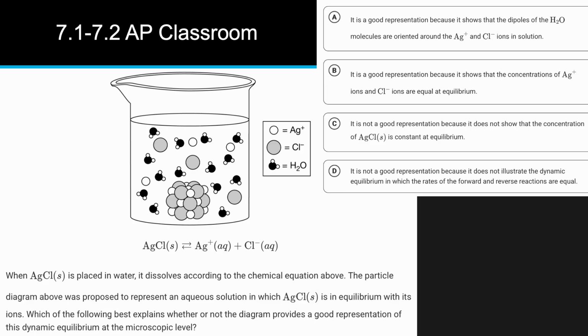And we also see just a snippet of the particles at one period of time. So it doesn't actually show a change of anything. So the best answer for this one would be D, where it says it is not a good representation because it does not illustrate the dynamic equilibrium in which the rates of the forward and reverse reactions are equal.